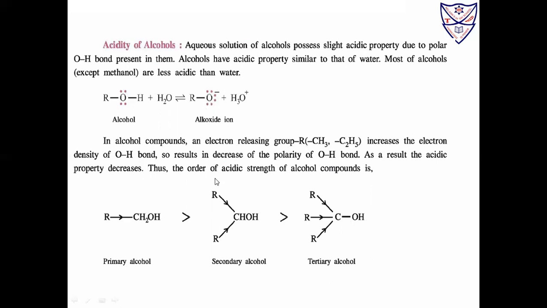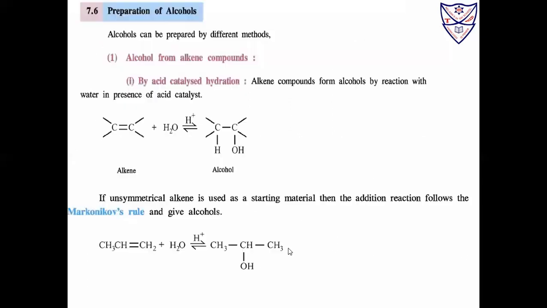So thus the order for the acidic strength of the alcohol compounds is: primary alcohol is more acidic than the secondary one, and then the tertiary alcohol. So this one you have to remember. That is, primary alcohol is more acidic than the secondary, and then secondary alcohol is more acidic than the tertiary alcohol. Okay. Now the preparation of alcohol.